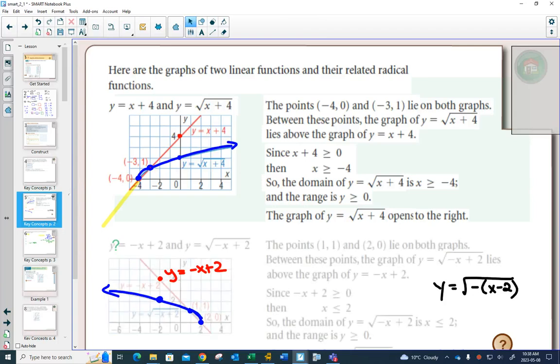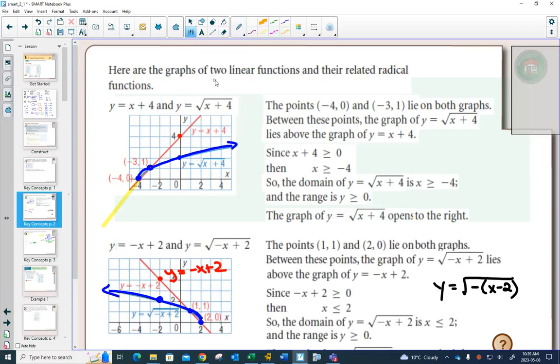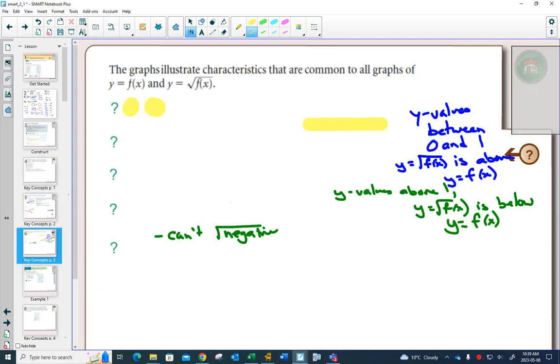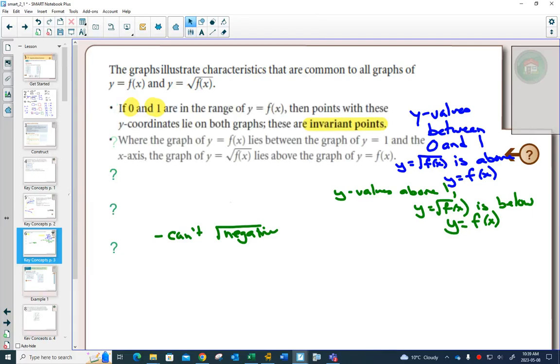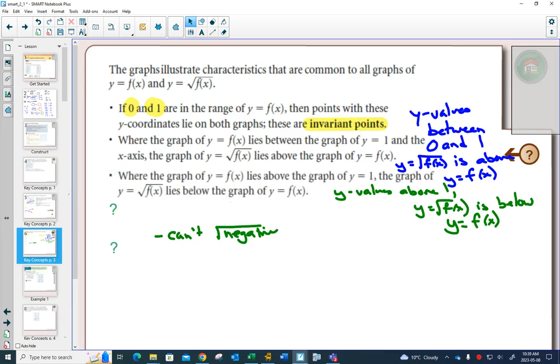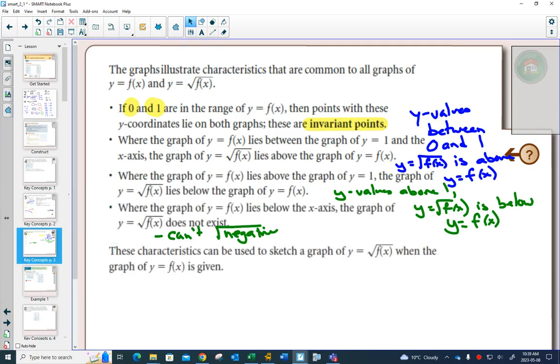And then the second one. Right? Here, my red graph is negative. My square root graph does not exist, because you can't square root a negative. So with these characteristics, 0 and 1 stay the same. If the y values are between 0 and 1, your square root graph is slightly above. If the y values are bigger than 1, your square root graph is always lower. And you can never square root a negative.